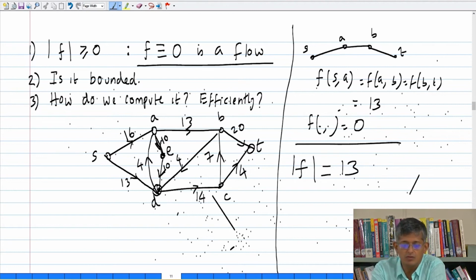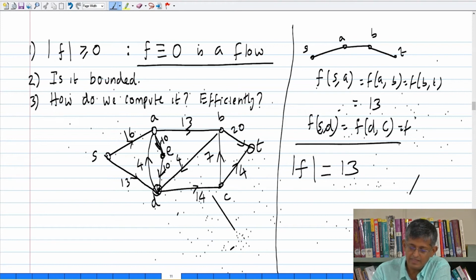I want a larger flow, and in which case you will modify the flow now. So let us now do this, right? So SD, right, is equal to f of dc is equal to f of ct, and what would it be? 4, right? Fine. So therefore you have taken this path, and therefore this is another plus 4 now, right? Can you increase it further?